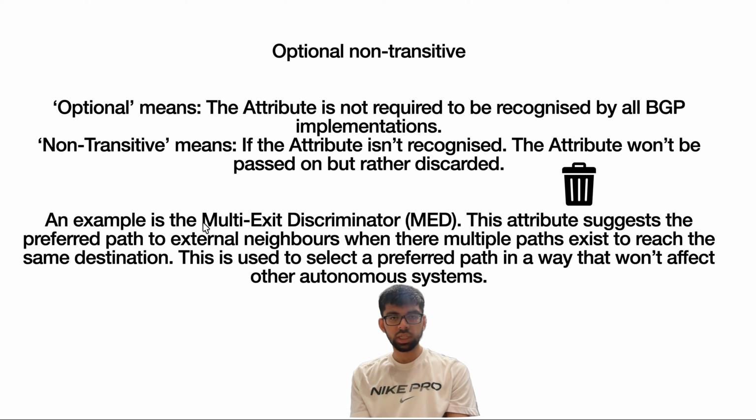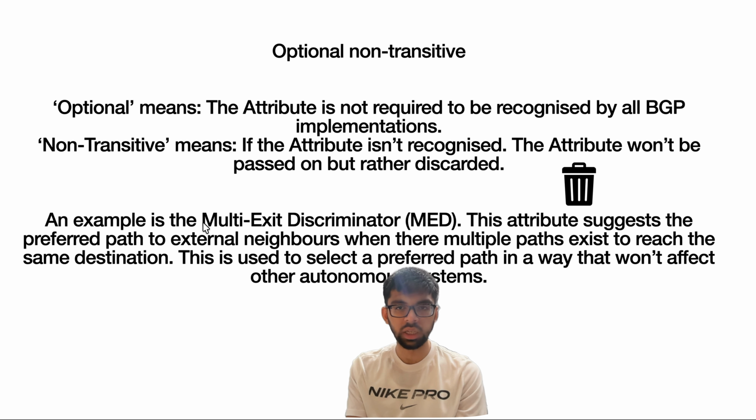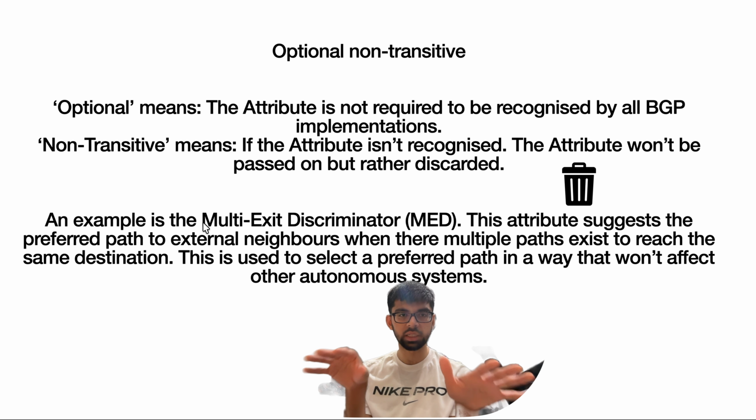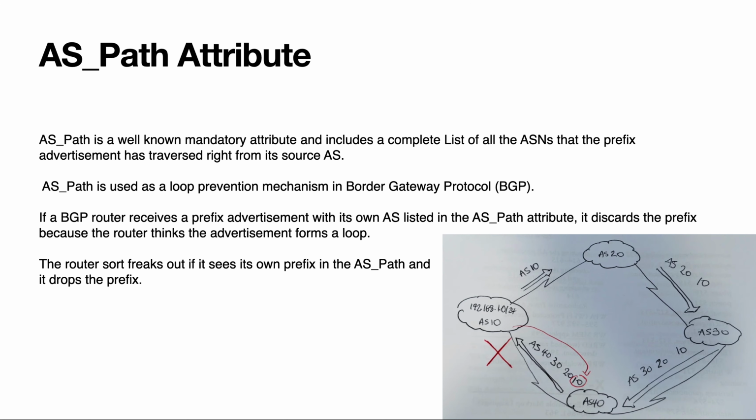Okay, so the multi-exit discriminator is basically a way of choosing a preferred path in a manner that's not going to affect other autonomous systems. It suggests the preferred path to external neighbors when you have multiple paths existing to reach the same destination. So the AS path attribute, just to talk about it a bit more, is a well-known mandatory attribute. It includes a complete list of the ASNs that the prefix advertisement has traversed from the source AS.